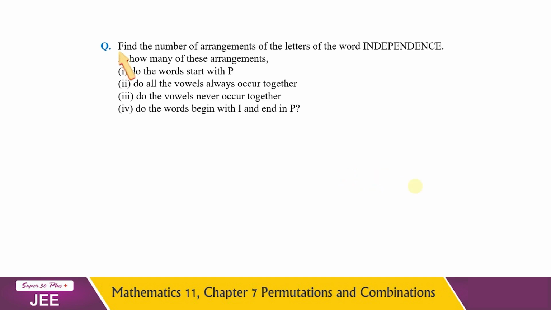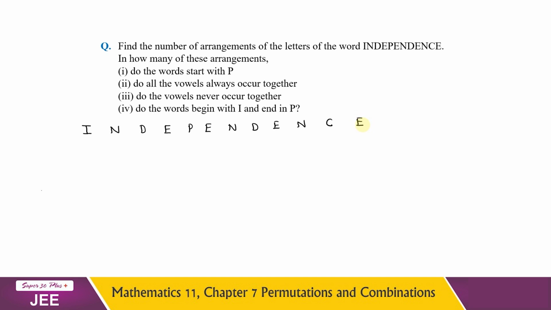Well, the next problem consists of 4 different parts. Let us check one by one. First of all, let's read the problem. Find the number of arrangements of the letters of the word independence. In how many of these arrangements, the first part says, do the words start with P? First of all, we have been given the word independence.